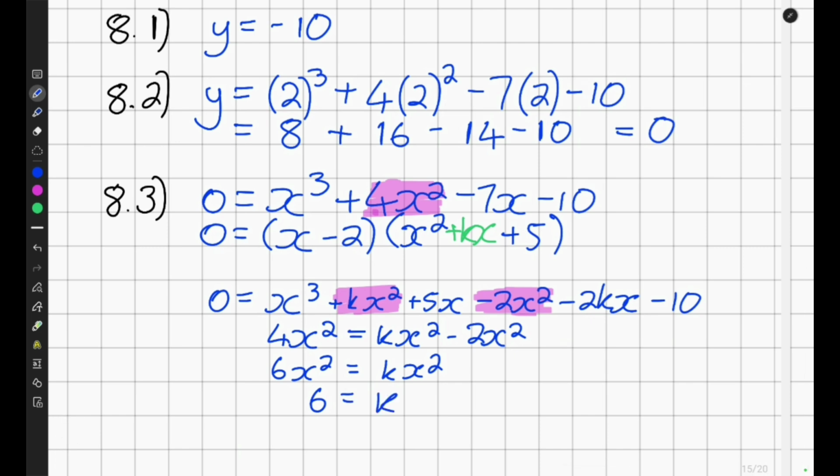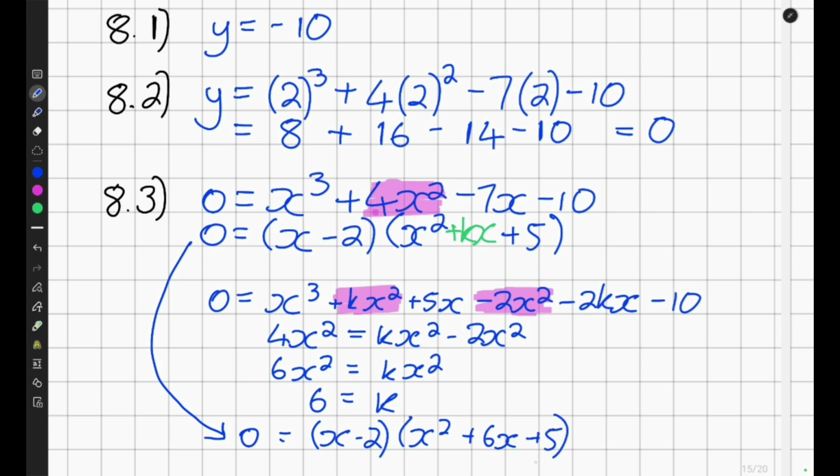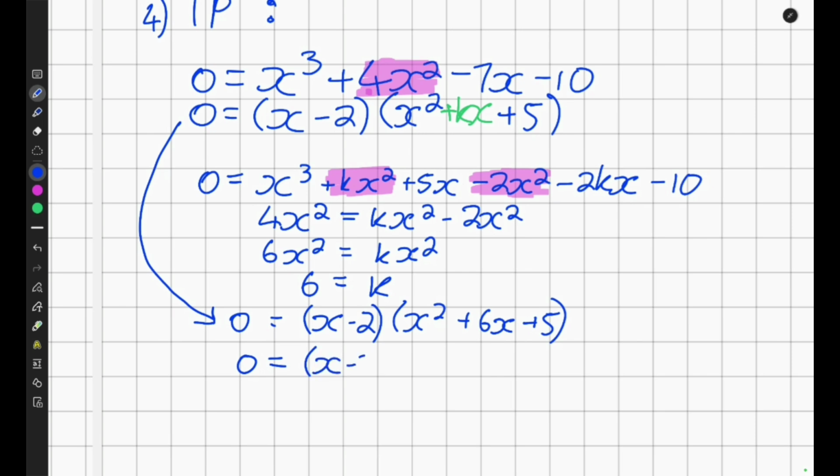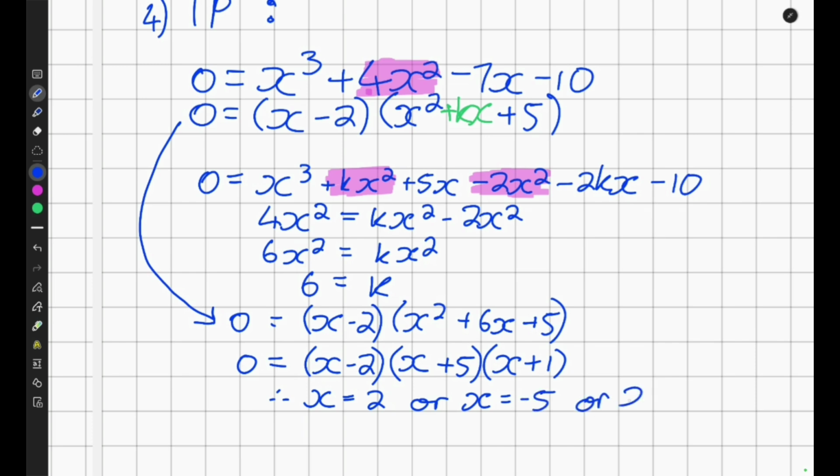Now that I know that, I can go and rewrite my brackets and say from that step there, therefore 0 is equal to x minus 2, then x squared plus 6x plus 5 is my second bracket. And now I can just factorize that bracket. So I know the first one is already factorized, x minus 2, and then this is just a trinomial, which is going to be x plus 5, x plus 1. And therefore, my x-intercepts will be x equals 2, or x equals minus 5, or x equals minus 1.